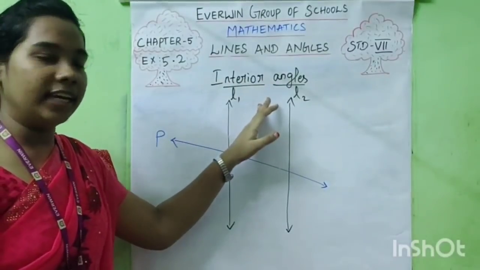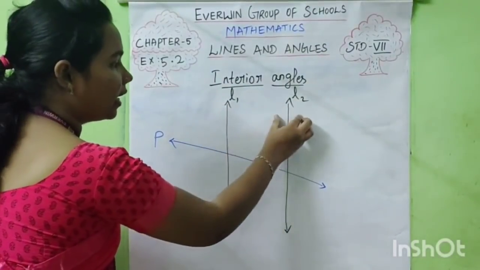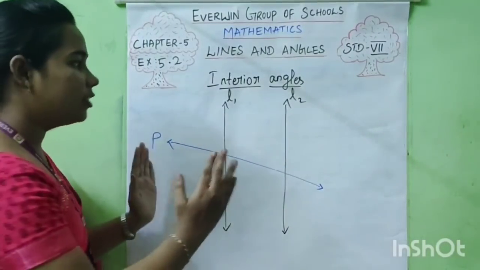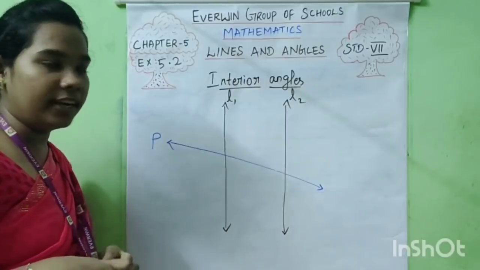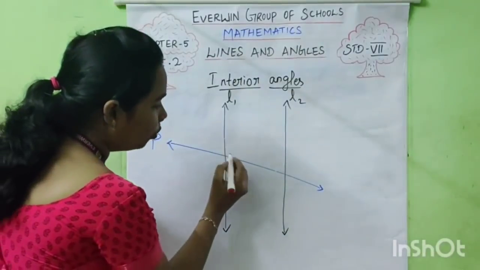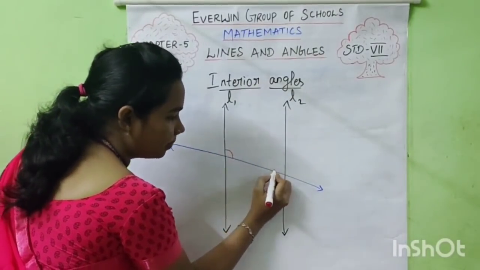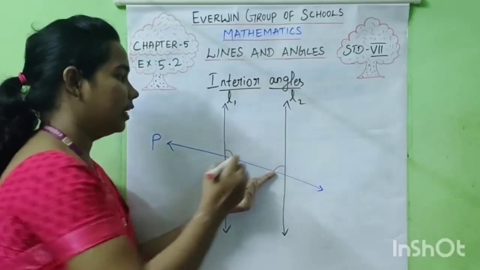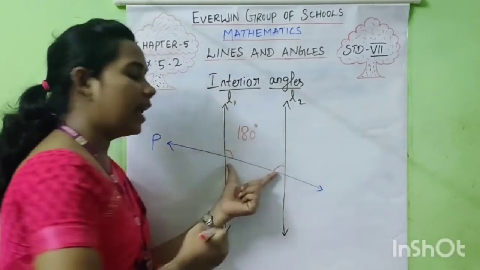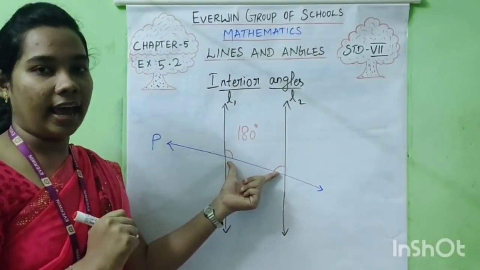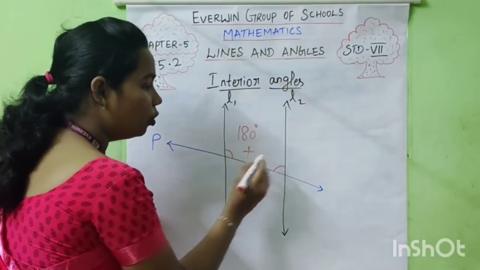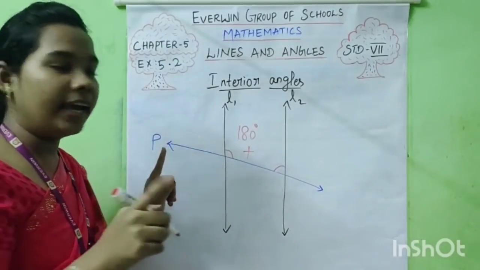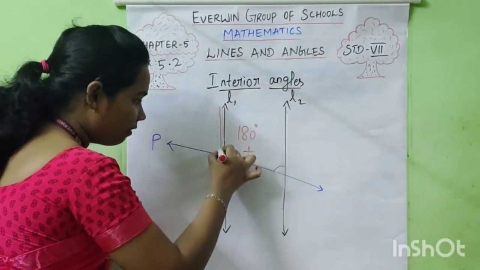Next, interior angles. Same, I have taken two parallel lines, L1 and L2, also transversal P. I just drew it in a different manner. There is nothing different in that. Okay. So now these two angles, if the sum of these two angles is 180 degrees, then the angles are called interior angles. The sum of these two angles should be 180 degrees. Always interior angles will look like the alphabet U.